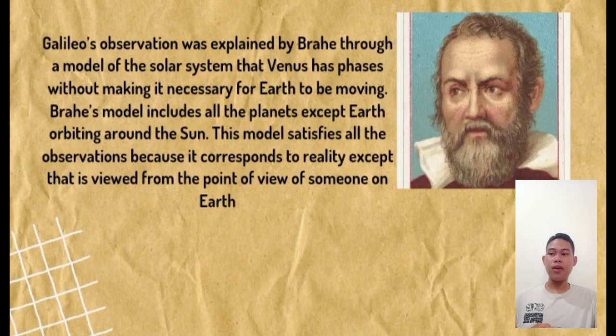Galileo's observation that Venus has phases was explained by Brahe through a model of the solar system without making it necessary for Earth to be moving. As we see in the picture, that is Galileo Galilei. For the continuation, Brahe's model includes all the planets except Earth orbiting around the Sun. This model satisfies all the observations because it corresponds to reality, except that it is viewed from the point of view of someone on Earth.